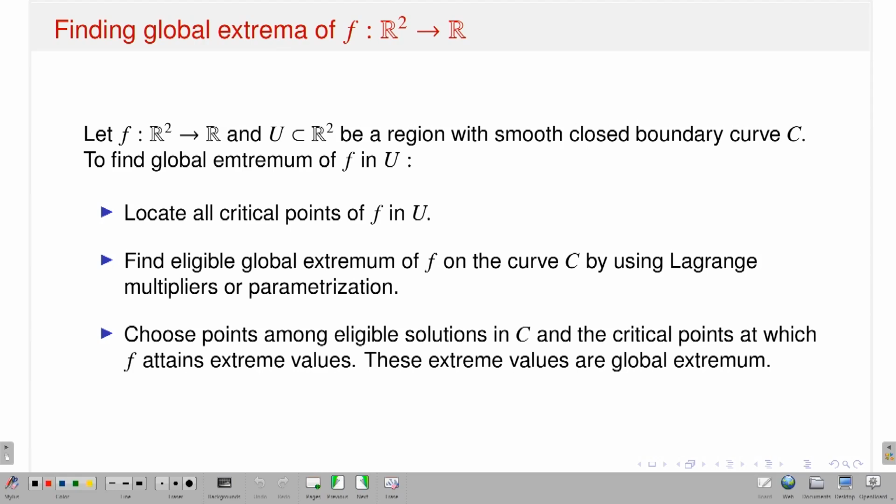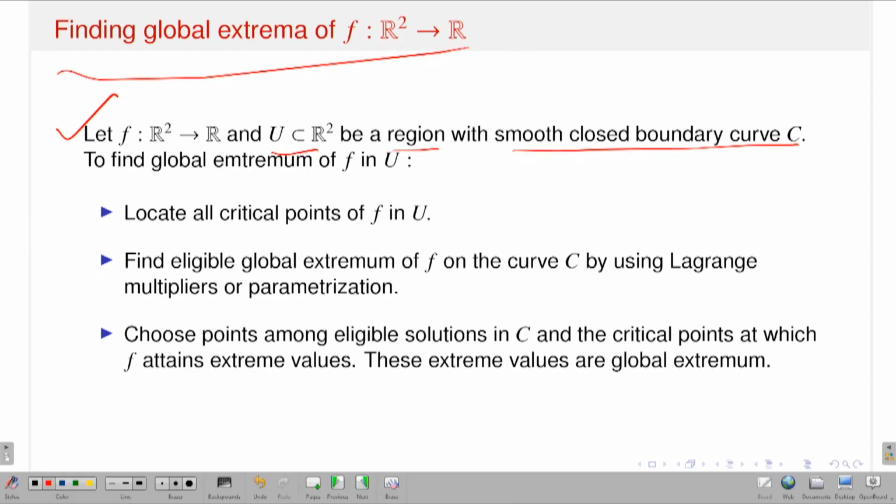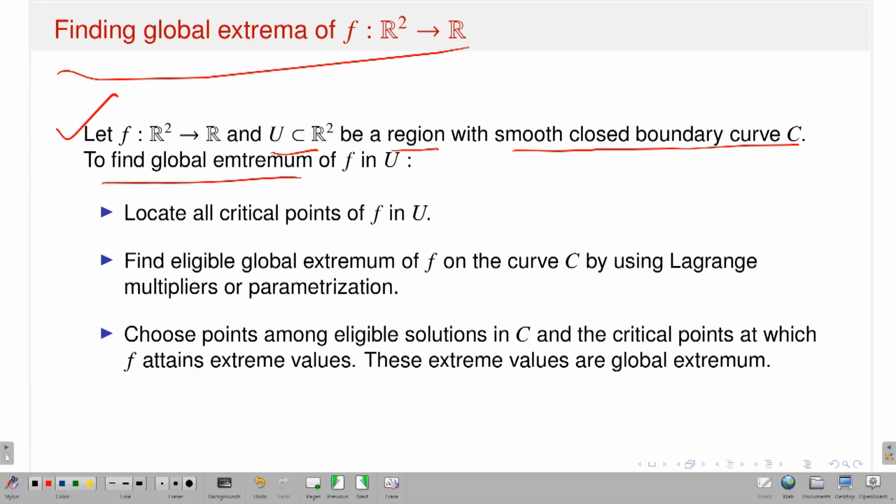Okay, so now I am saying once again, combining everything, finding global extrema for functions from R to 2R subject to some conditions. How to handle that situation, I have written the process step by step. Let F be a map from R to 2R, and U a subset of R to be a region with smooth closed boundary curve C. Suppose this is a region which has a smooth closed boundary, let it be denoted by C. Then to find the global extremum of F in U, what do we have to do?